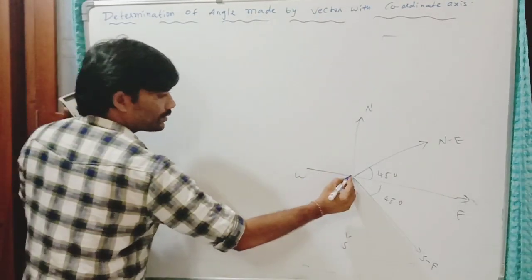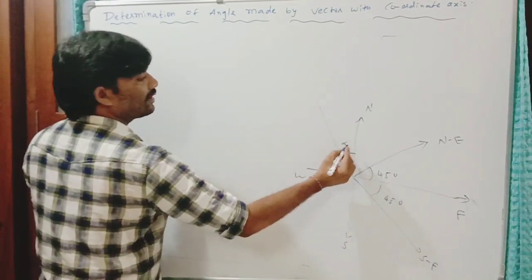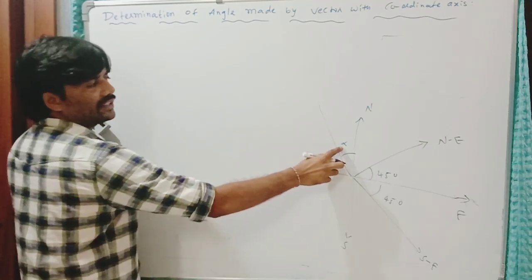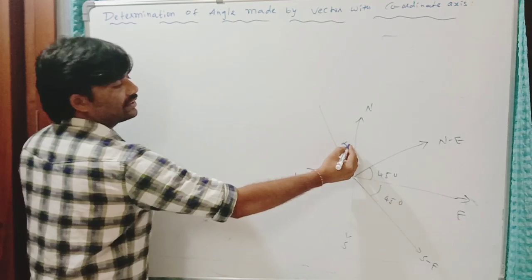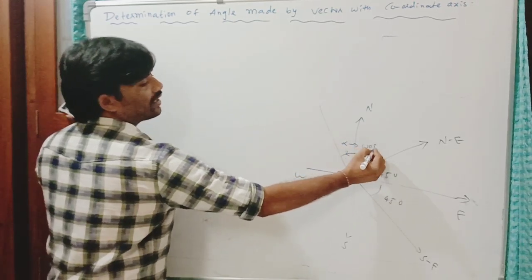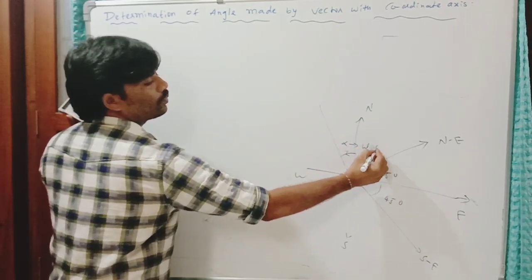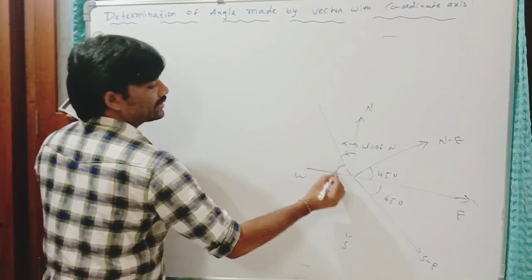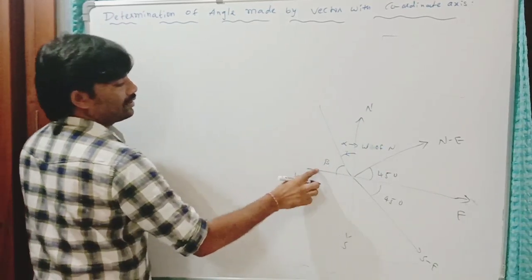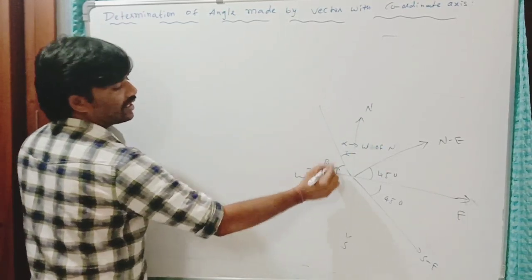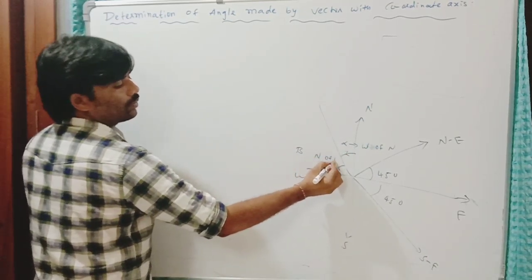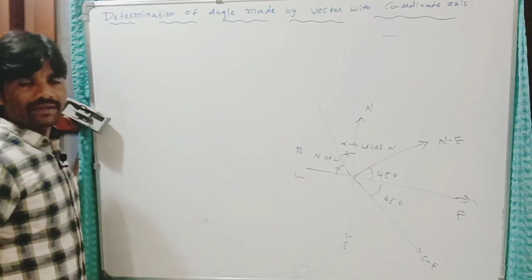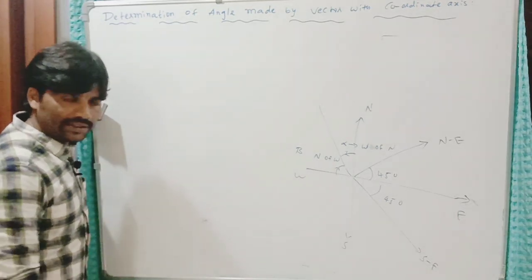If a vector is closer to north, like this, if it is alpha, this is what? Alpha is the angle measured towards west from north. This is west of north. This beta, this is what? If the angle is measured towards north from west, beta is north of west. Clear how to describe the angle?